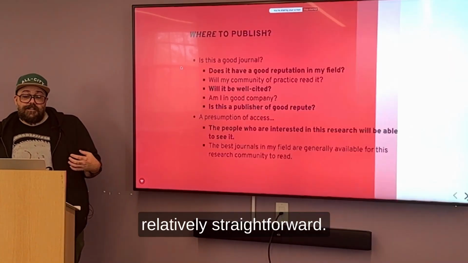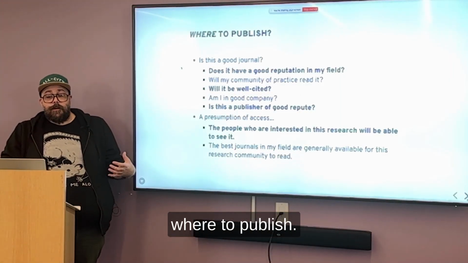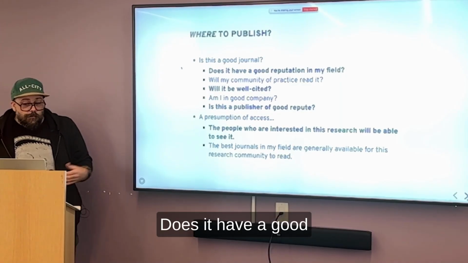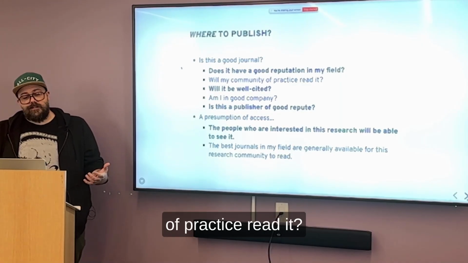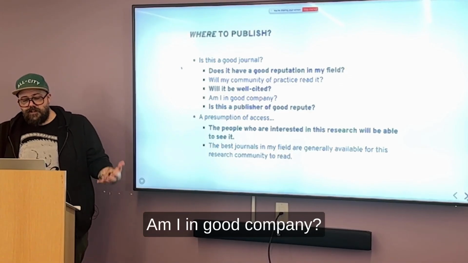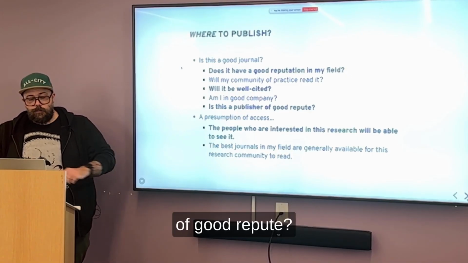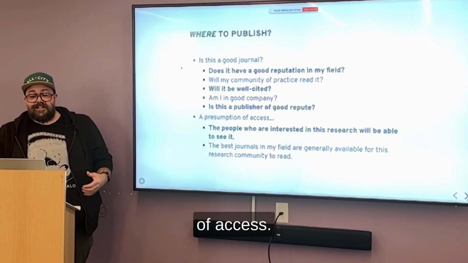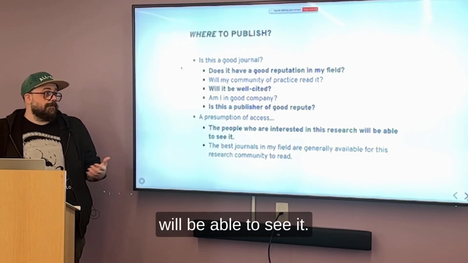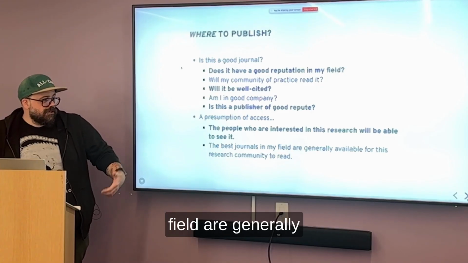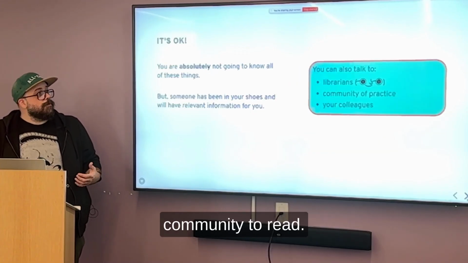Publishing itself used to be relatively straightforward. You'd ask these questions: where to publish? Is this a good journal? Does it have a good reputation in my field? Will my community of practice read it? Will it be well cited? Am I in good company? Is this a publisher of good repute? This idea of a presumption of access. The people who are interested in this research will be able to see it. The best journals in my field are generally available for this research community to read.